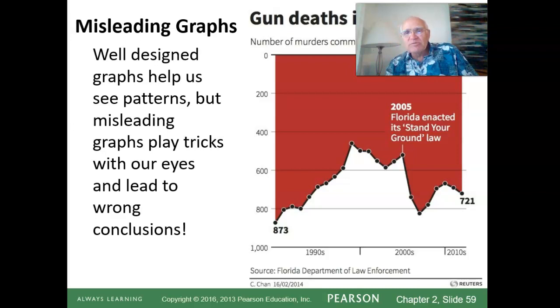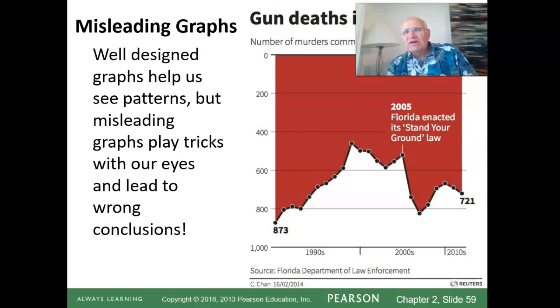So this is an example of that. What's being graphed here is the number of murders committed using firearms, and I think we're looking specifically at Florida. But what did they do here? Well, 0 is at the top of the graph rather than at the bottom. So they've inverted the graph so that the higher this graph goes, actually the fewer the murders have been.